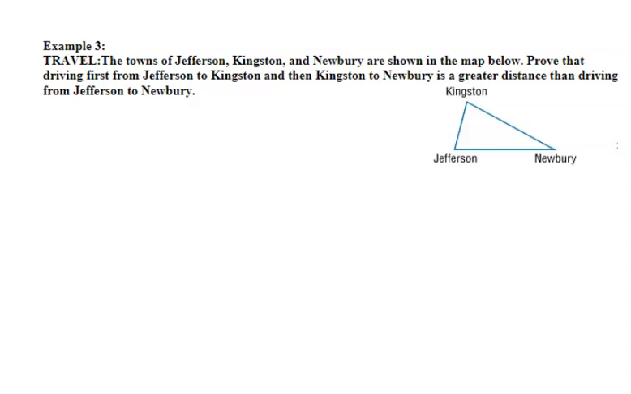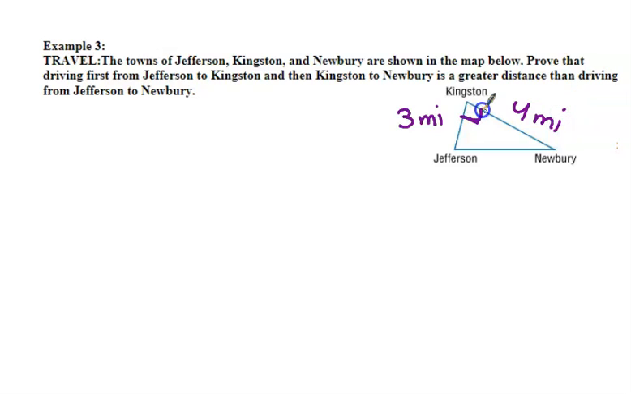All right, the last question. So we've got the towns of Jefferson, Kingston, and Newberry shown in the map below. Prove that driving first from Jefferson to Kingston and then Kingston to Newberry is a greater distance than driving from Jefferson to Newberry. All right, so from Jefferson to Kingston, let's say, is 3 miles. Okay, not very far. And then let's say from Kingston to Newberry is 4 miles.